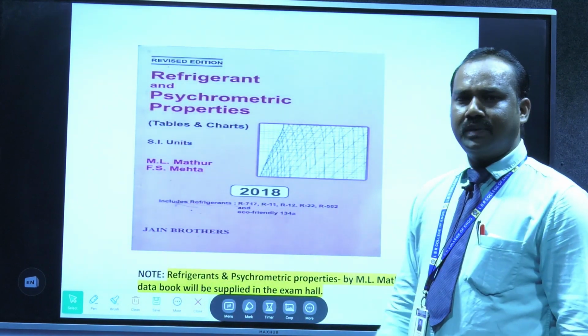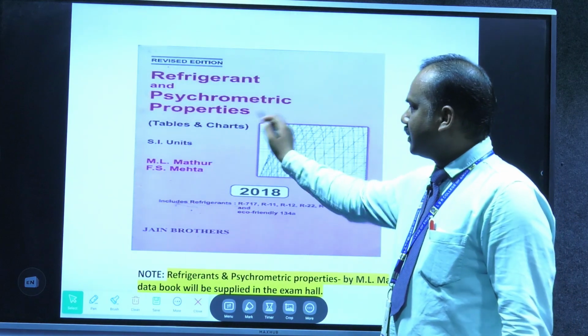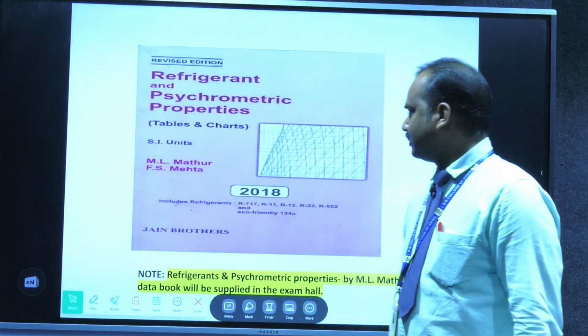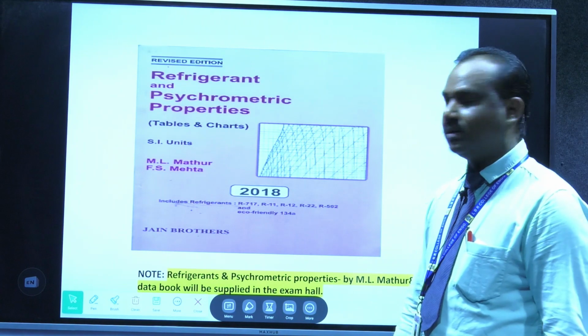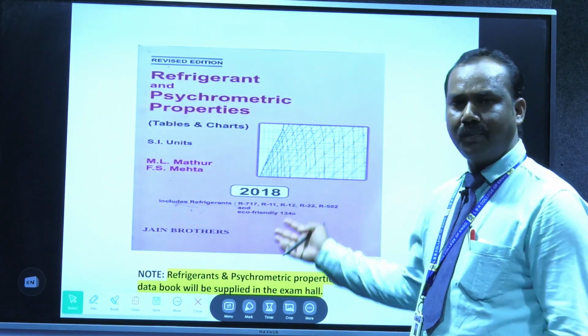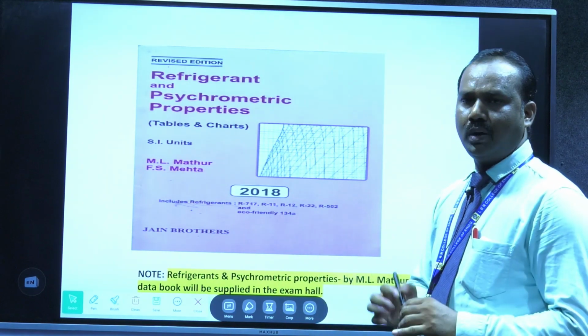So this is the front page of the data book: Refrigerant and Psychrometric Properties by Mathur and Mehta. So you need to go for purchase of this data book. It is very helpful regarding unit 2 and unit 5.